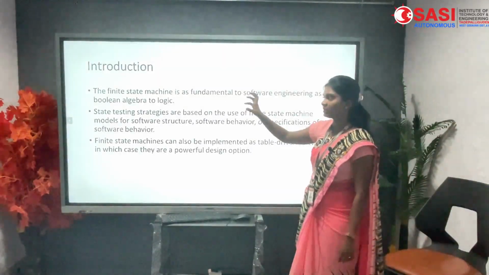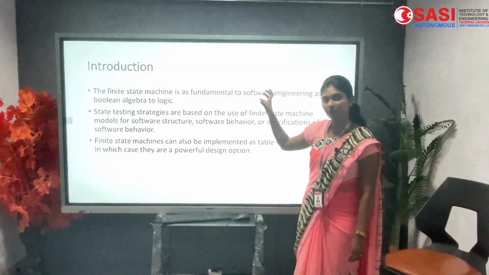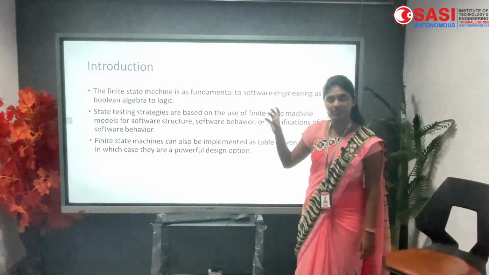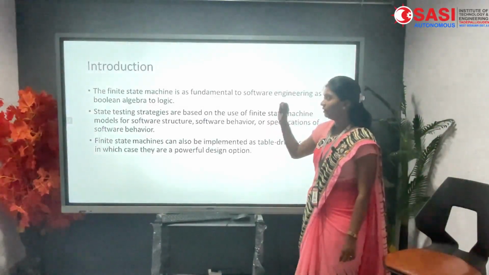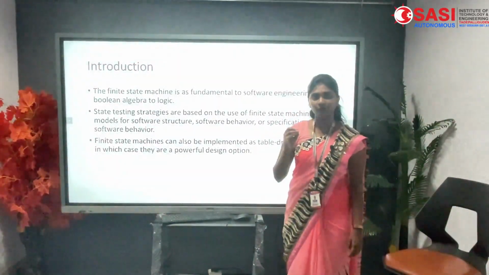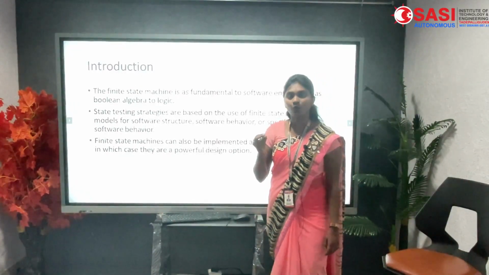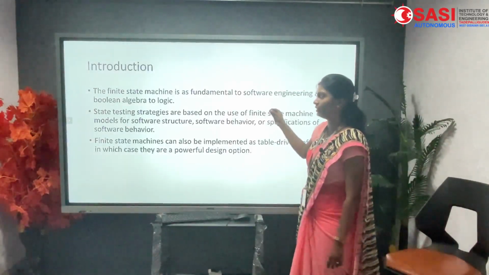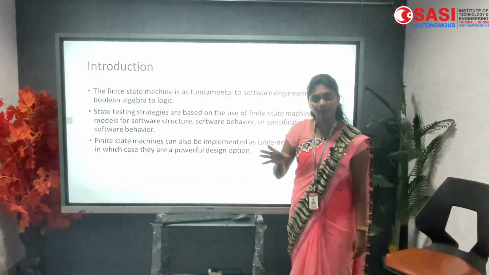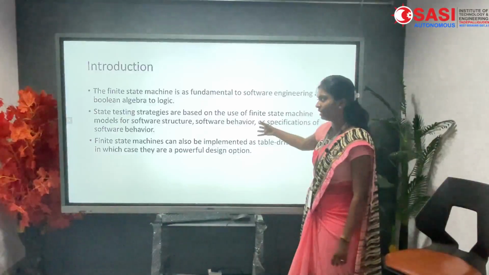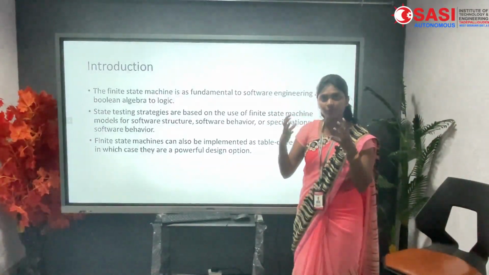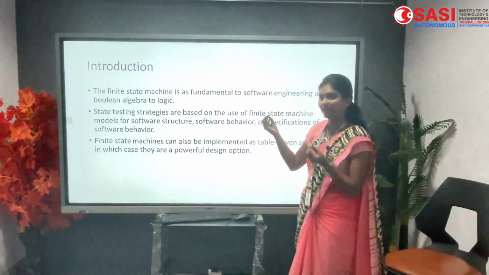Okay. So the finite state machine, how is it following? It is following the fundamentals of Boolean algebra only. Next, we have to follow the state. Why are we following this state graph? Because we have to follow the strategies. What are the strategies? Based on the structure, the operations, or the behavior, based on all these attributes which are gathered, we have to build the strategies.